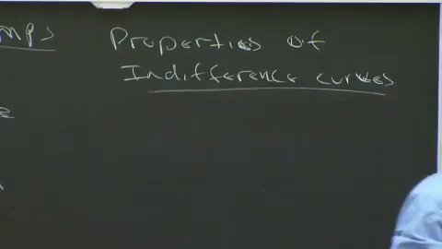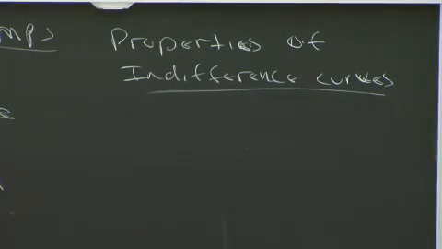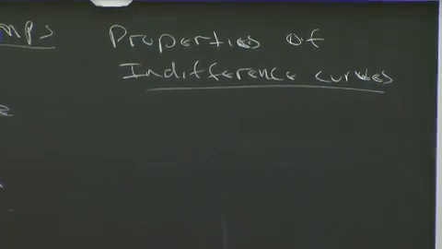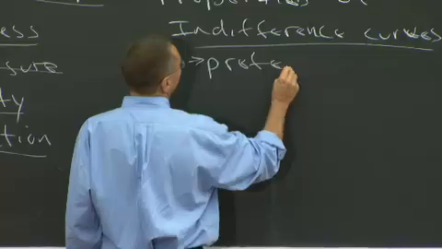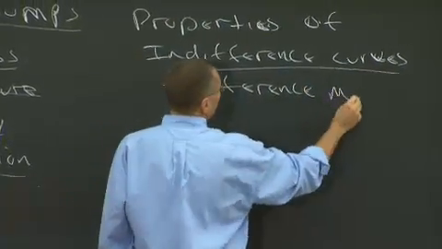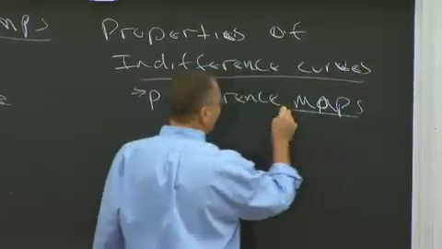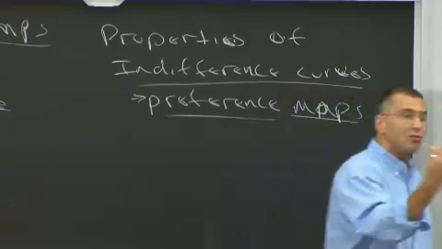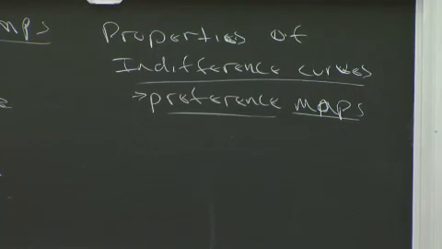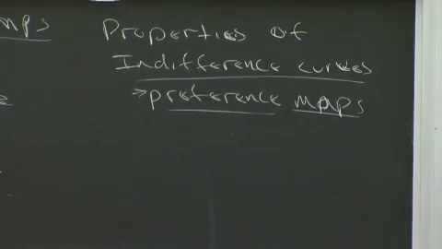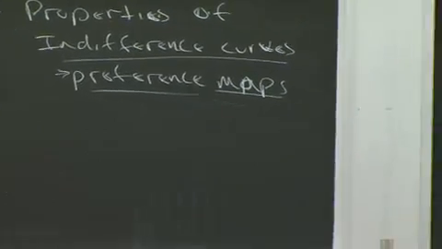Okay, properties of indifference curves. Indifference curves are our name for what you could also think of as preference maps. In economics, we like to be able to describe everything, as I said, three ways: intuitively, graphically, and mathematically. Preference maps are the graphical representation of people's preferences, which we do through graphing something called indifference curves.